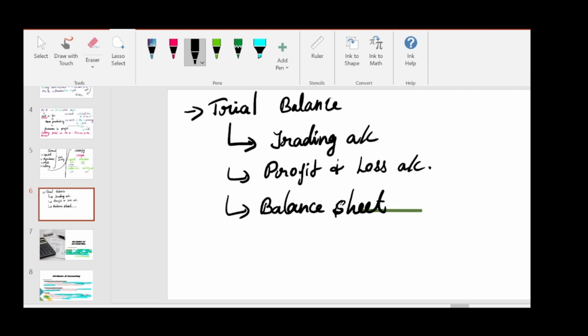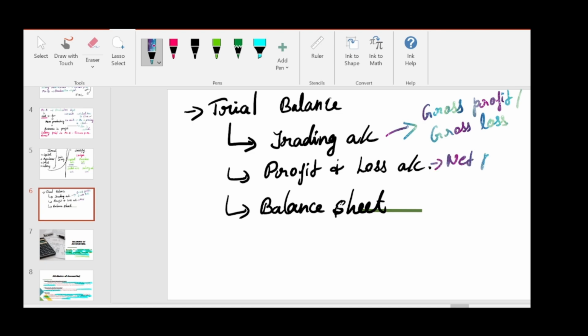From this I can find out my gross profit or gross loss. From this I can find out my net profit. This is the main thing. Net profit is the profit earned by the company, or net loss is the loss incurred by the company. This will show me the profitability of the company, and this will give my financial position.